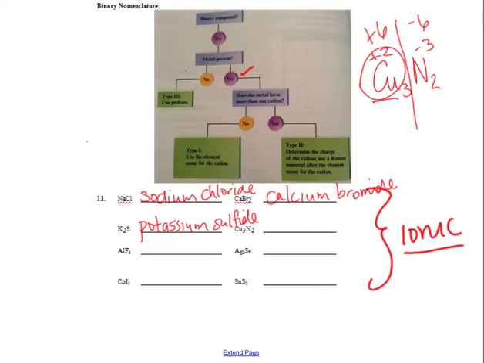If you do a problem and you get a copper 7, no, it can't happen, all right? So all the answers have to make sense. So this is a copper 2. So you're going to write copper, and then you're going to do Roman numeral 2, and then you're going to write nitride.